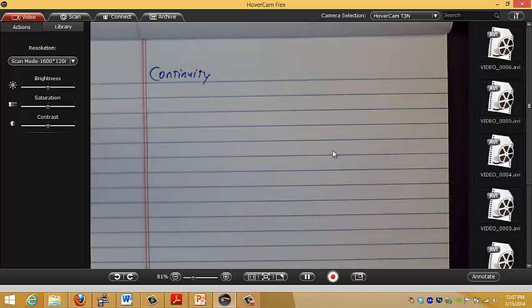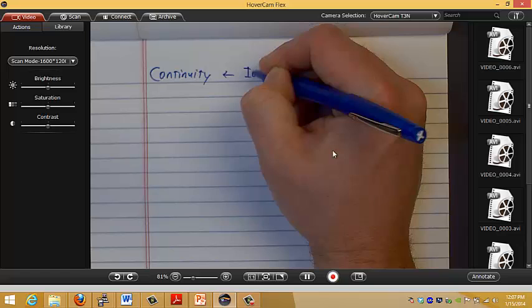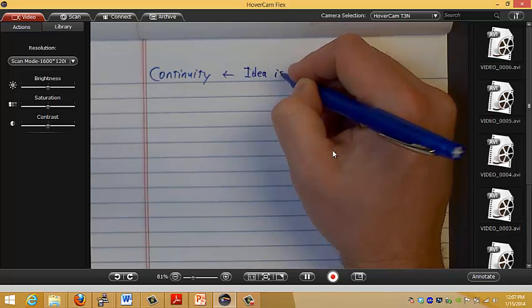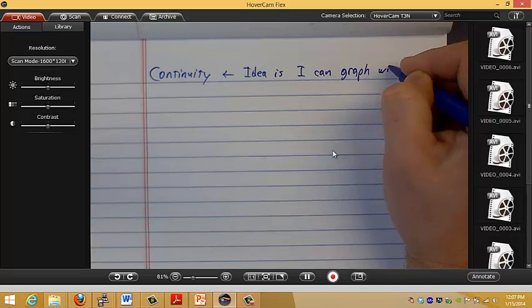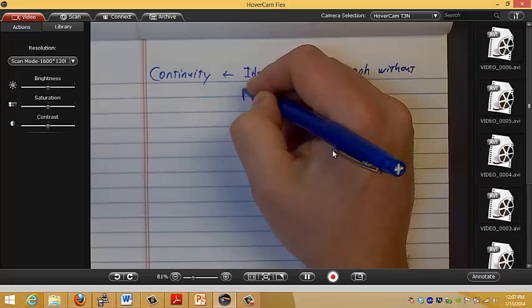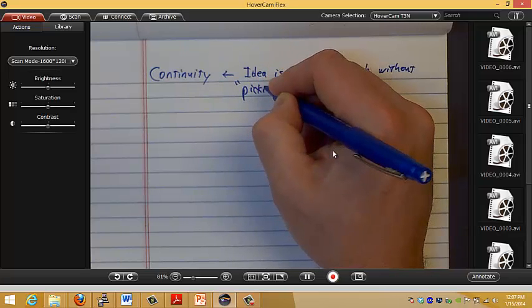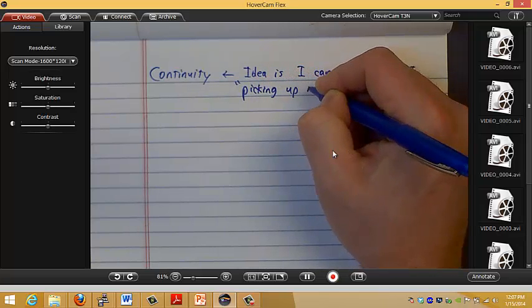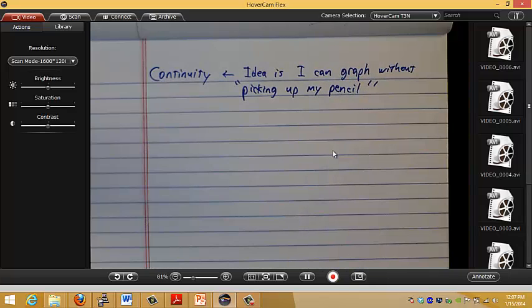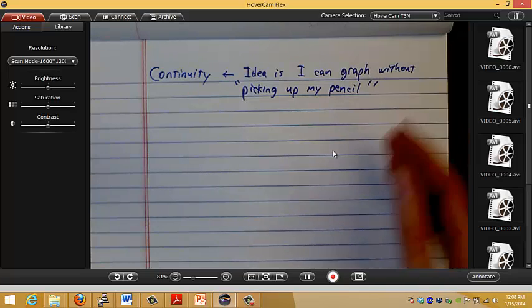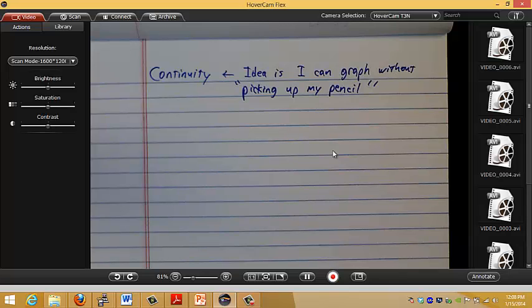Continuity, the idea is I can graph without picking up my pencil. Is that okay? The last picture that I had up there, could I do that? No, I had to pick up. I was on the red curve and then the black curve, right? We saw that. So that was an example of a function that's not continuous.